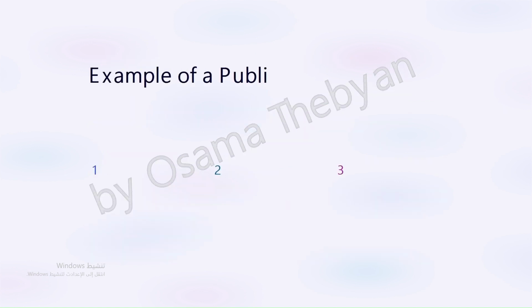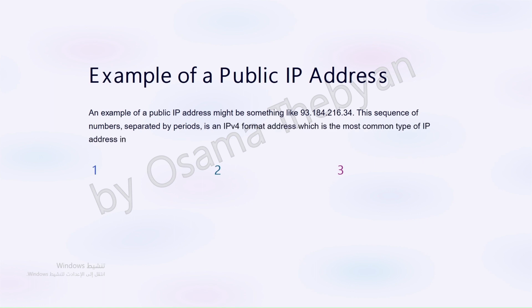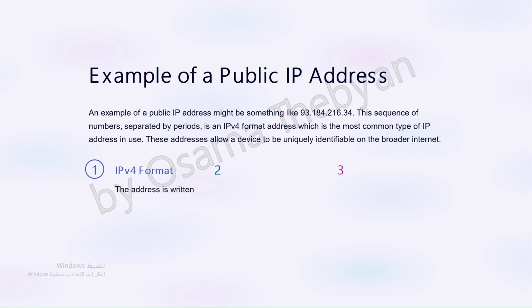Example of a public IP address. An example of a public IP address might be something like 93.184.216.34. This sequence of numbers, separated by periods, is an IPv4 format address, which is the most common type of IP address in use. These addresses allow a device to be uniquely identifiable on the broader Internet.